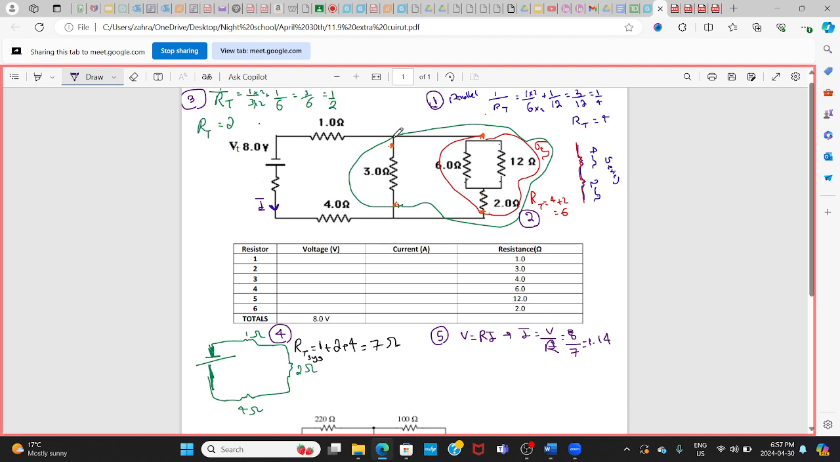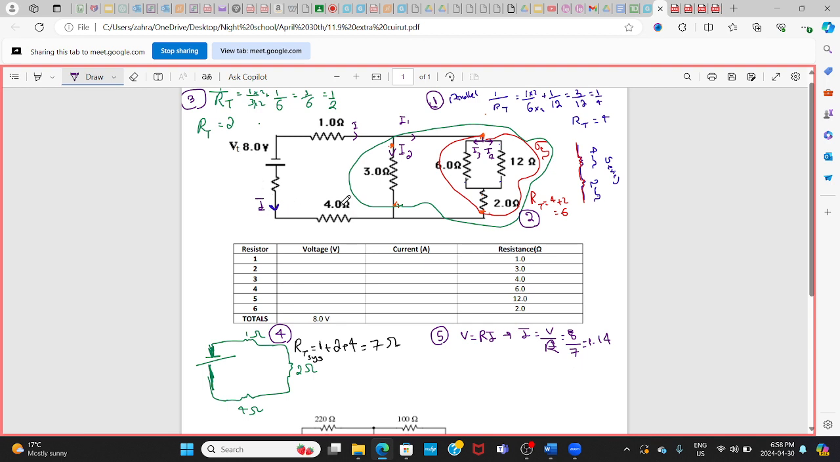When it comes here, it will split up. I call it I1, and I call this one I2. When it comes here, again, it splits up here and here. We call it I3, and here we call it I4. Now, here is still I, right? Here, this is still I, and here is still I.